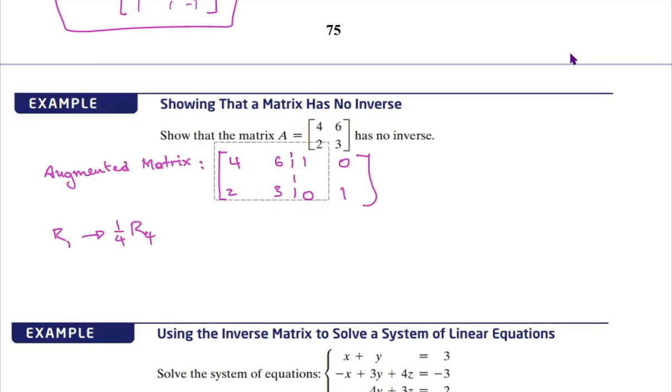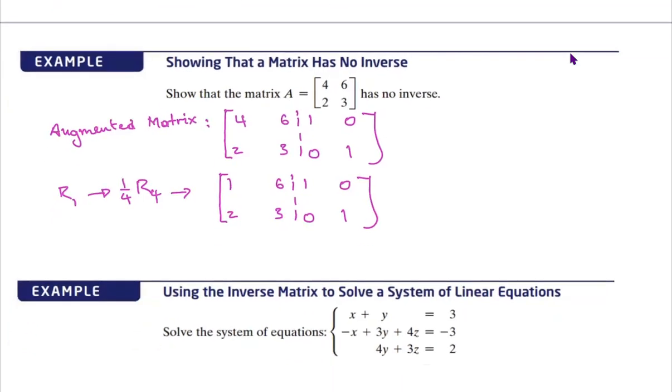Then automatically I would see that I have a 1, and that's the purpose of me doing this operation. And then 1/4 of this would be 2/3, I mean 3/2, 1/4 and 0. Now I need a 0 right here, right?